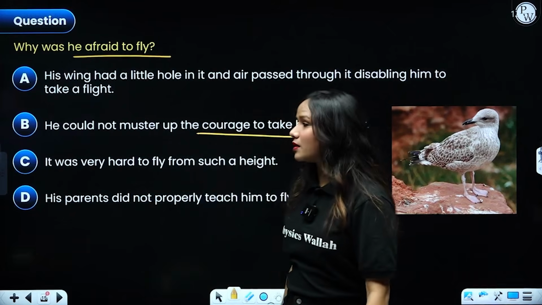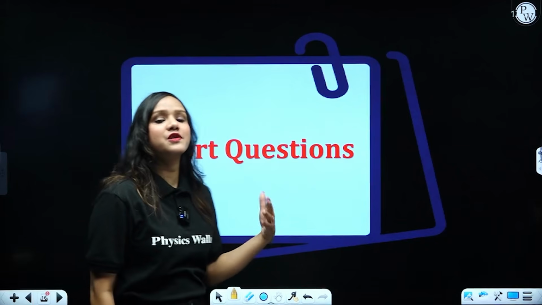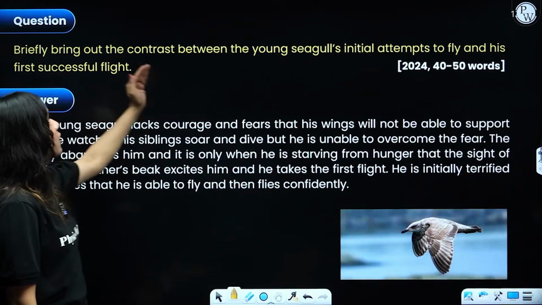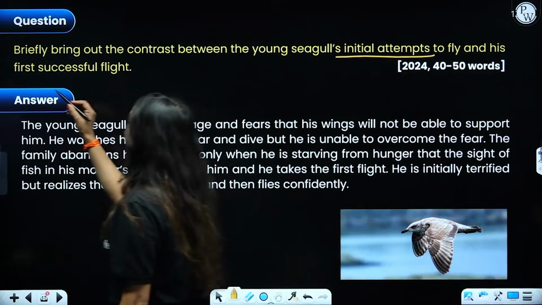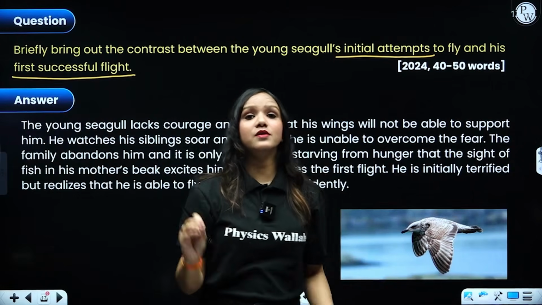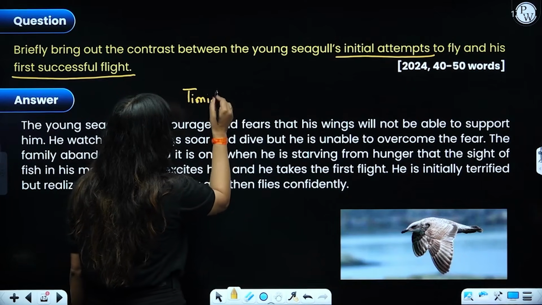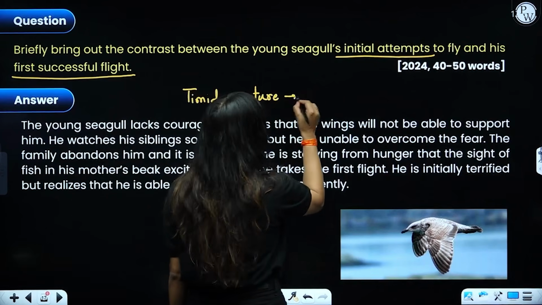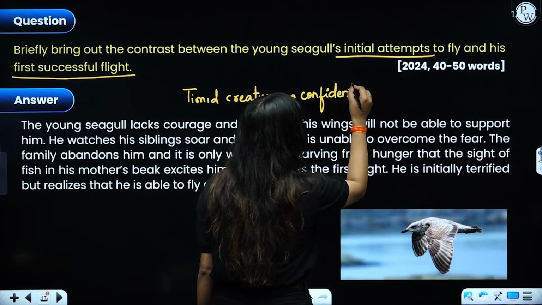That means the prey. Now, let's know these short questions which are generally asked from this particular chapter. Let's have a look at this. Briefly bring out the contrast between the young seagull's initial attempts and his first successful flight. So first of all, let me tell you one more important thing, which keywords you need to remember, that he turned from a timid creature to a confident one. Remember this thing?